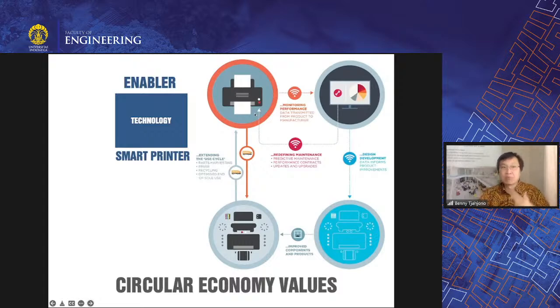So before it breaks, we provide spare parts in a timely manner, so that we can extend the life of the printer, and therefore we can reduce the consumption of raw materials to manufacture new printers. So the idea here is that we use technology to extend the life of this printer. Okay, so that's the first part of my presentation.